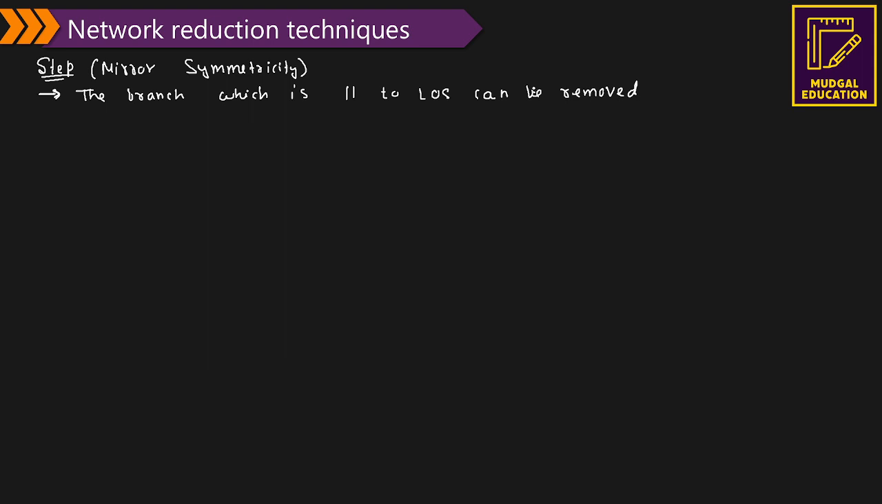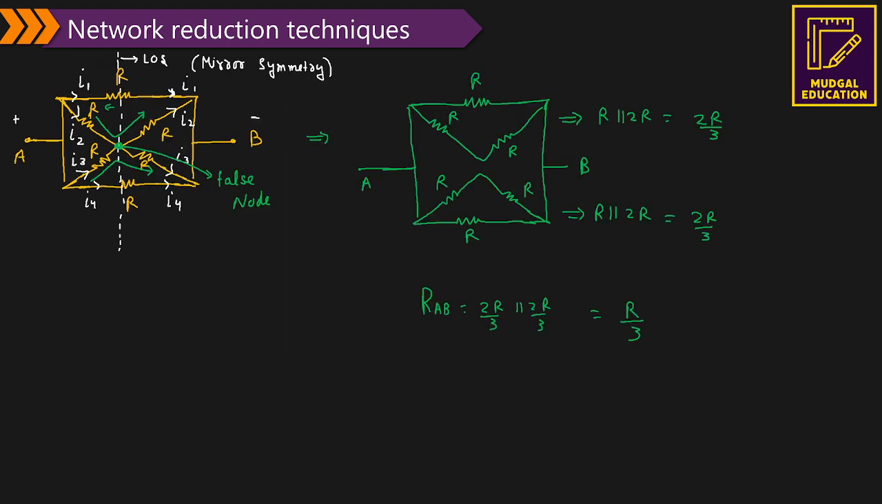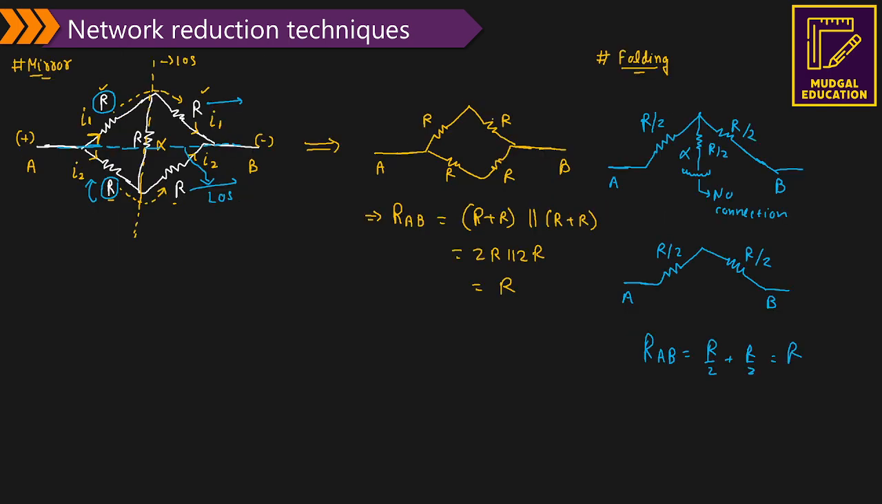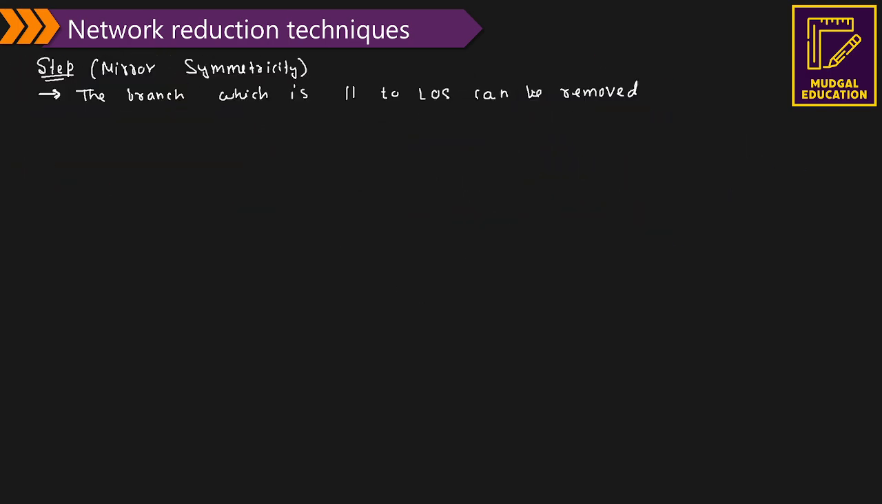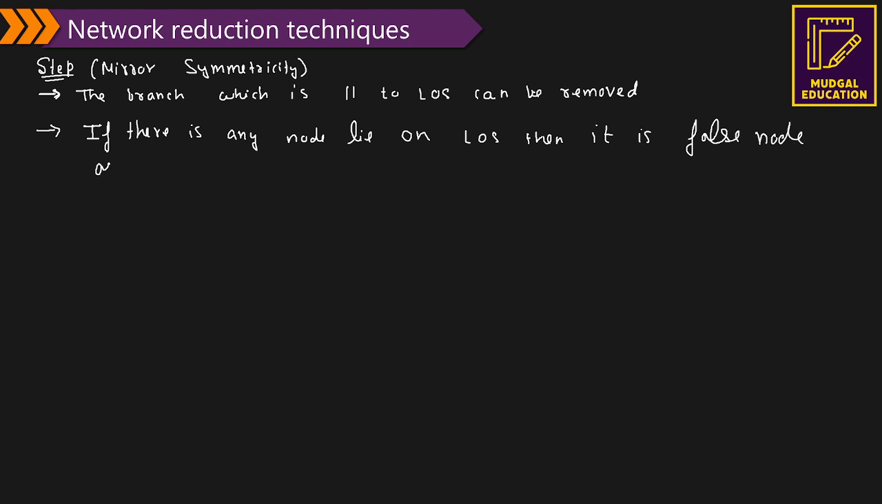In mirror symmetry, the line of symmetry is perpendicular to the axis, that you have seen in this question. So the first point here: if there is any branch which is parallel to the line of symmetry, in case of mirror symmetricity, it can be removed. And the second point: if there is any node that lies on the line of symmetry, then it is a false node and can be removed.